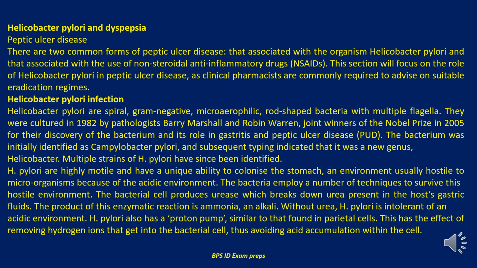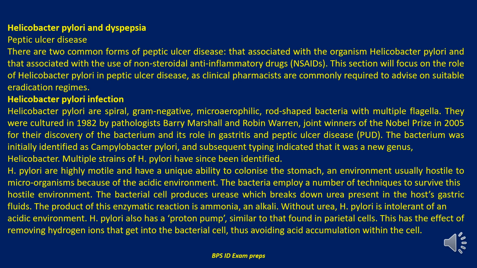Helicobacter pylori are highly motile and have a unique ability to colonize the stomach, an environment usually hostile to microorganisms because of the acidic environment. The bacteria employ a number of techniques to survive this hostile environment. The bacterial cell produces urease which breaks down urea present in the host's gastric fluids. The product of this enzymatic reaction is ammonia, an alkali. Without urea, Helicobacter pylori is intolerant of an acidic environment.